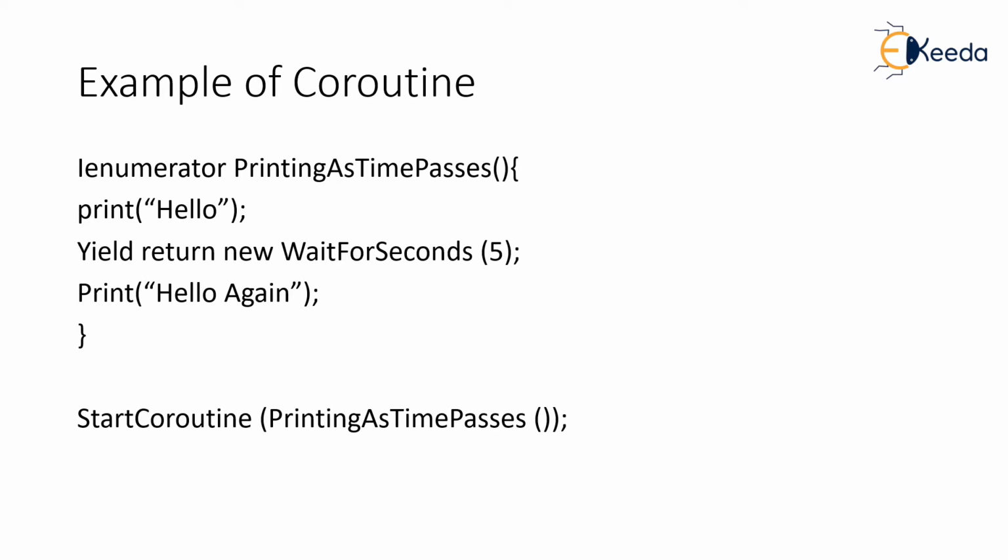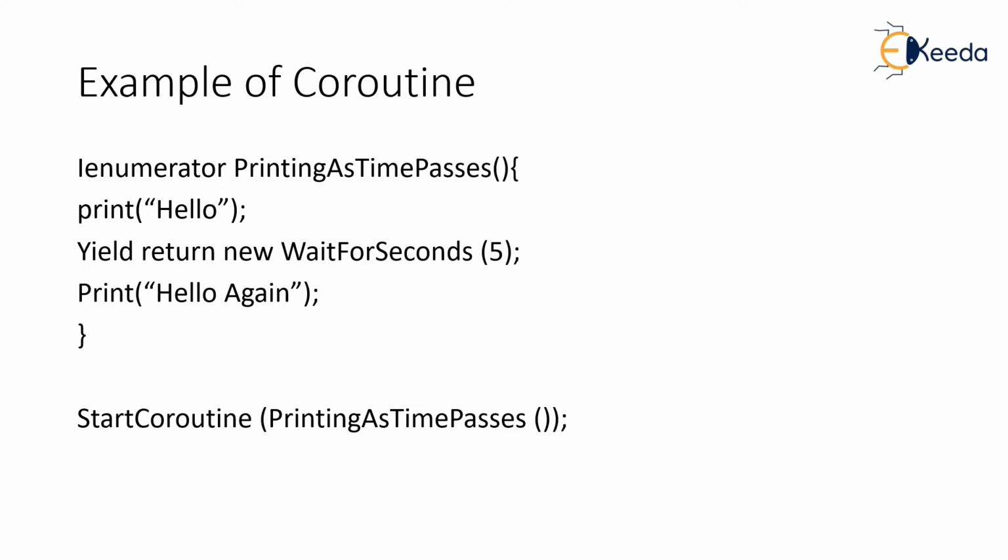In this example, I have defined a coroutine as printing as time passes. What this coroutine does is first it prints hello, then the function waits for 5 seconds, and then it prints hello again. So it's carrying out a set of instructions with a time delay between them. That's what coroutines are useful for, especially for carrying out a set of instructions which have a time gap between them.